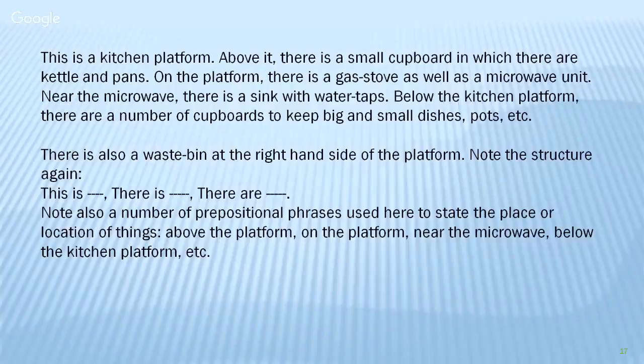Near the microwave, there is a sink with water taps. Below the kitchen platform, there are a number of cupboards to keep big and small dishes, pots, etc. There is also a waste bin at the right-hand side of the platform. Note the structure again. There are. So in the above sentence you see, there is, meaning we have said it in the present tense.